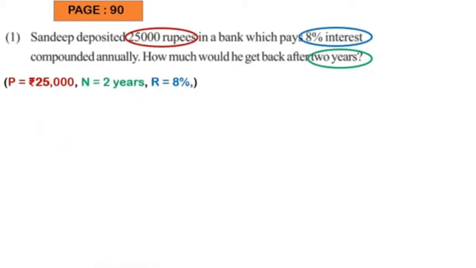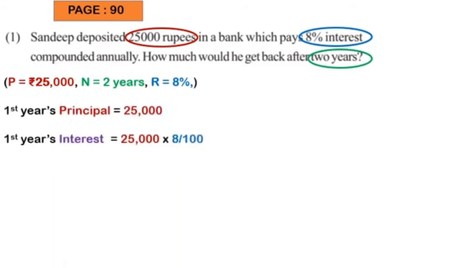Clear children? So first we have to write the given values, the given clues. So we want to find the first year's principal amount is 25,000 rupees. Then how much is the interest in first year? 25,000 into 8 by 100, because the rate of interest is 8. 2 zeros can be cancelled. So your answer is 250 into 8, 2,000 rupees. So first year interest is 2,000 rupees.